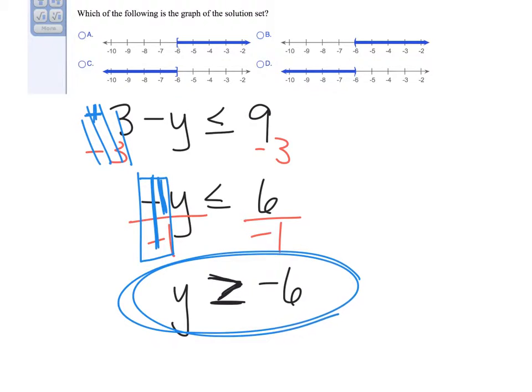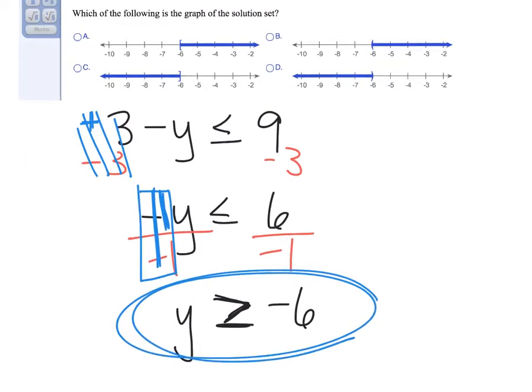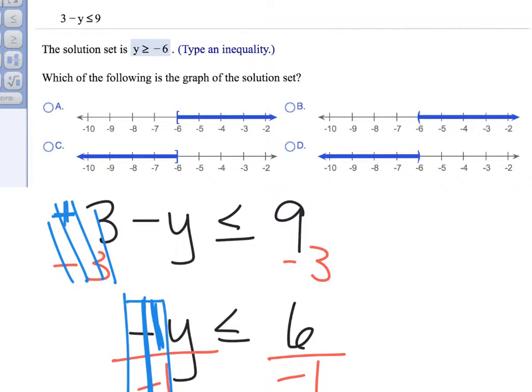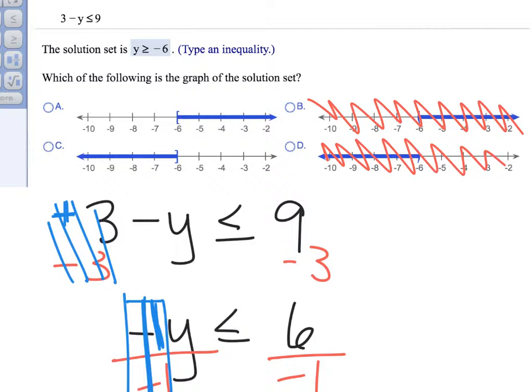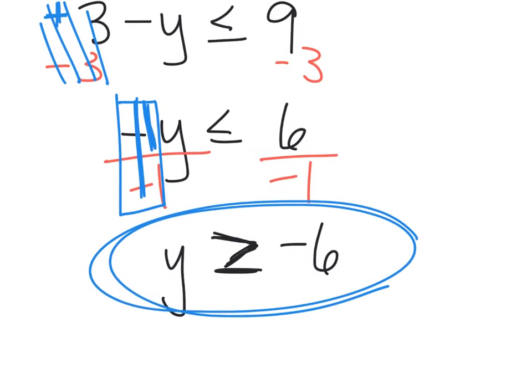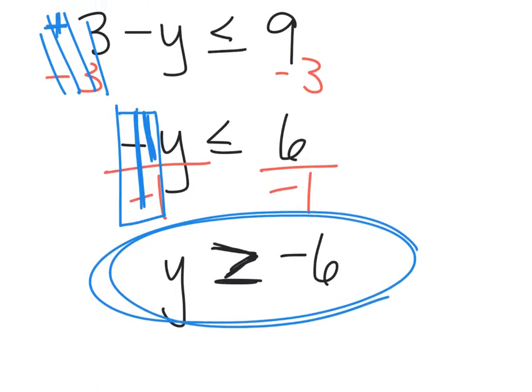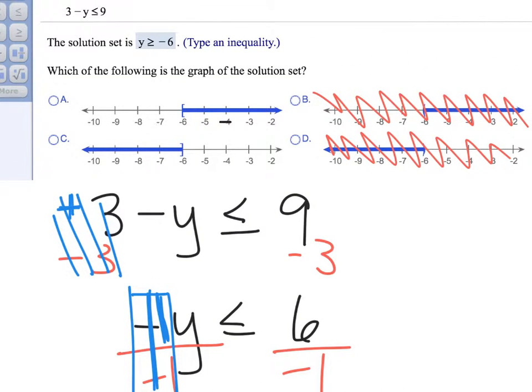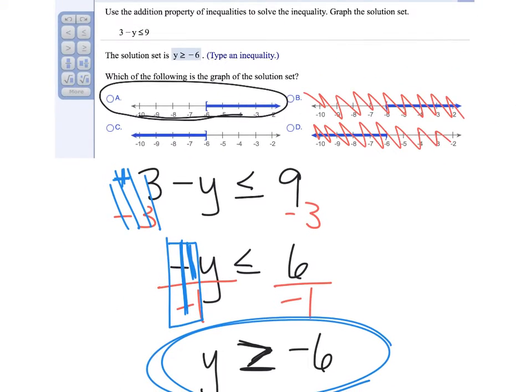So we know it's or equal, so it's got to be a hard stop. So it can't be this one, because that's a soft stop, and it can't be this one, because it's a soft stop. So y is greater than or equal to negative 6. That's going to be this one right here, greater than or equal to negative 6. And that wraps up that problem.